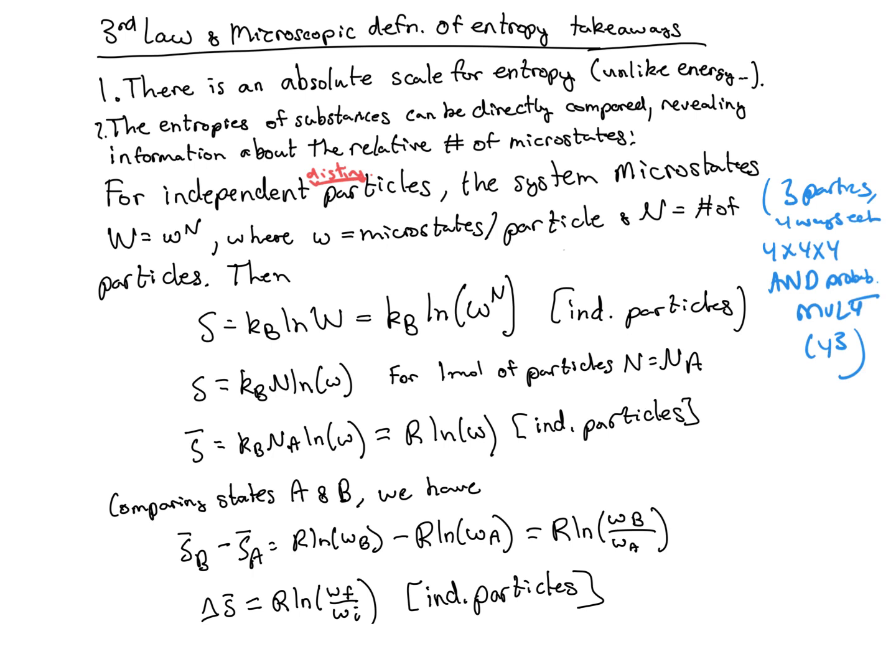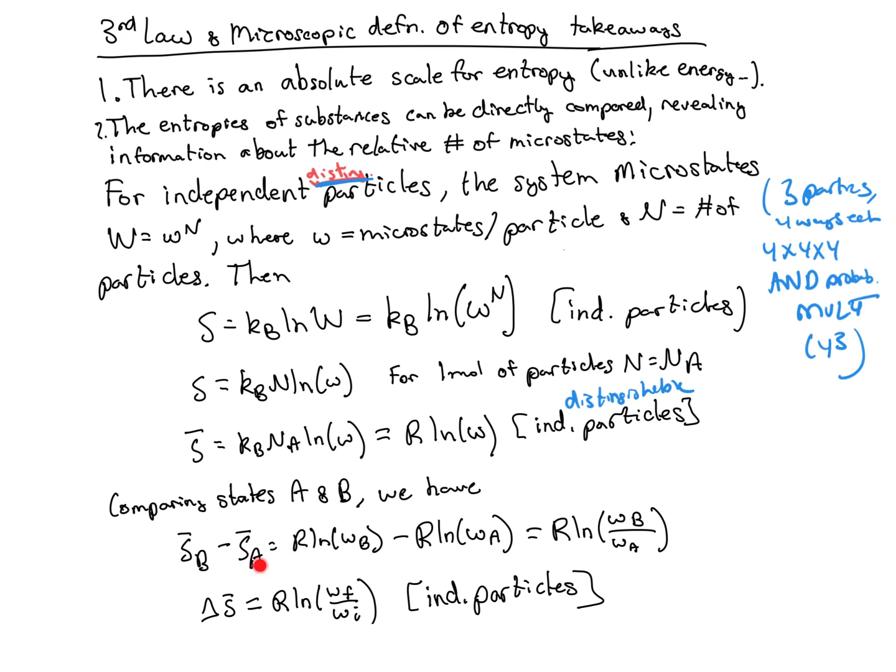If I have 1 mole of particles, the molar entropy is kB times NA, times ln of the microstates per particle, which is R times the ln of the microstates per particle. And again, we also have distinguishable here as a caveat. If the particles are indistinguishable, we have to divide this by a factor to account for the particles being indistinguishable.